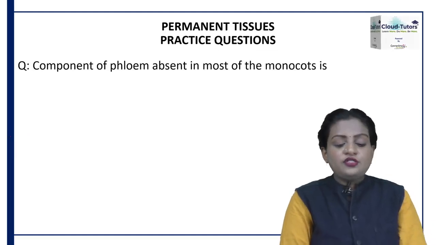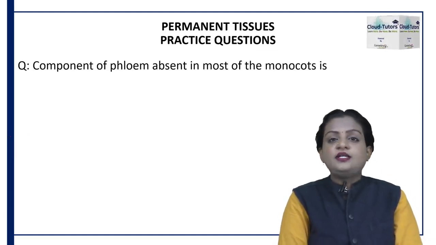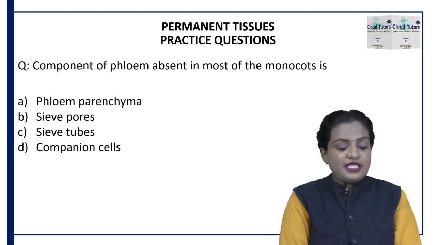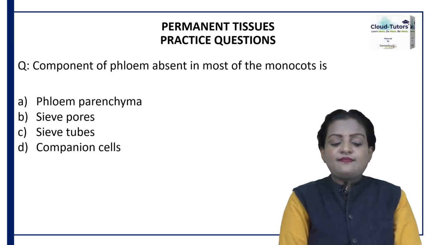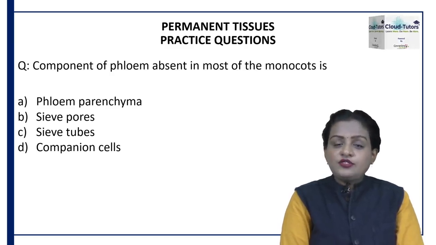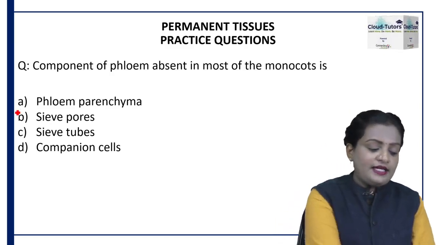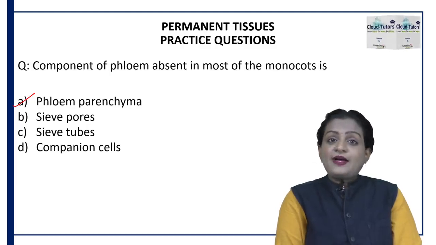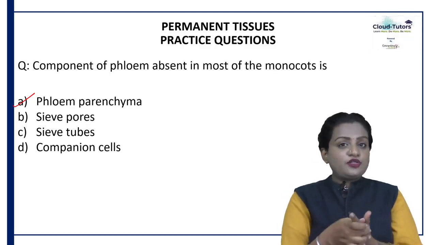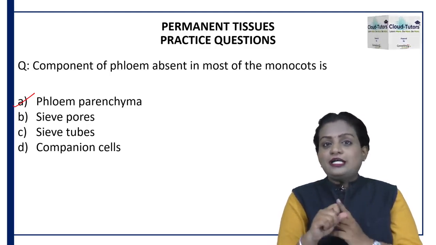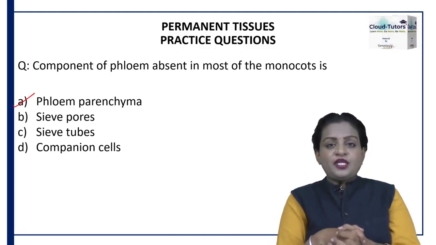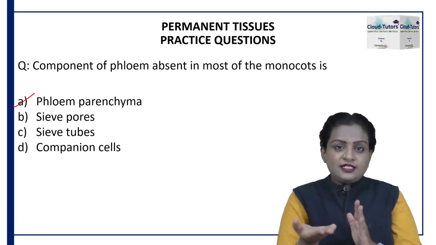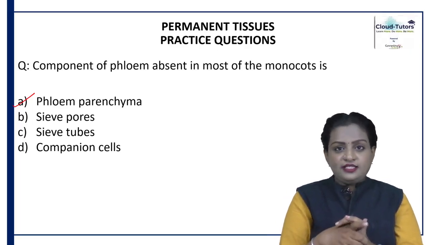Coming to next question, component of phloem absent in most of the monocot is: option phloem parenchyma, sieve pores, sieve tubes, companion cells. Monocots do not have phloem parenchyma. That is the main difference between monocot and dicot. Companion cells are absent in pteridophytes and gymnosperm but are present in all angiospermic plants. And gymnosperms, even though they don't have companion cells, they have an alternate, that is albuminous cells, to do the function.